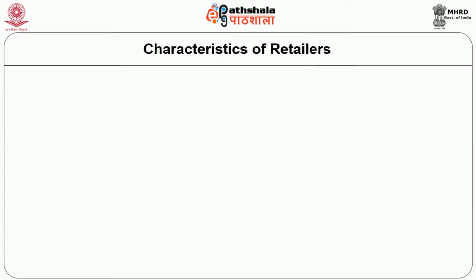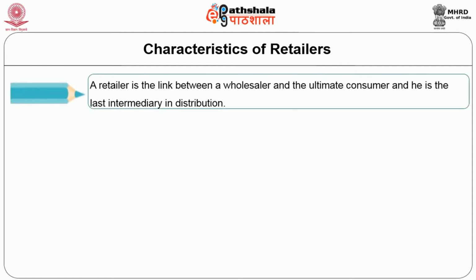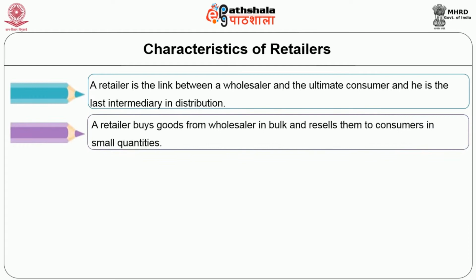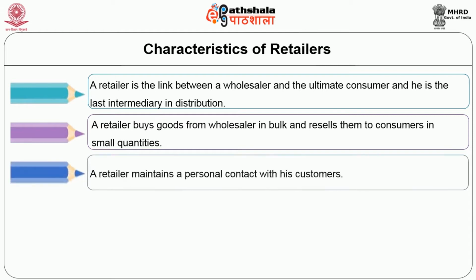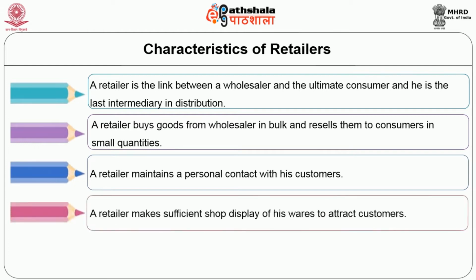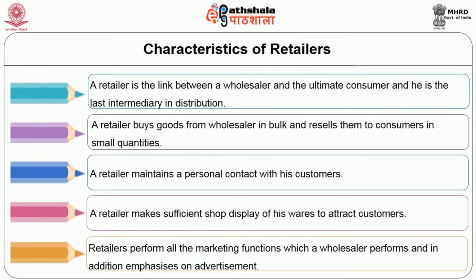Characteristics of retailers. A retailer is a link between the wholesaler and the ultimate consumer, and he is the last intermediary in distribution. A retailer buys goods from the wholesaler in bulk and resells them to consumers in small quantities. A retailer maintains personal contact with his customers. A retailer makes sufficient shop display of his wares to attract customers. Retailers perform all the functions which a wholesaler performs, and in addition place emphasis on advertisement.